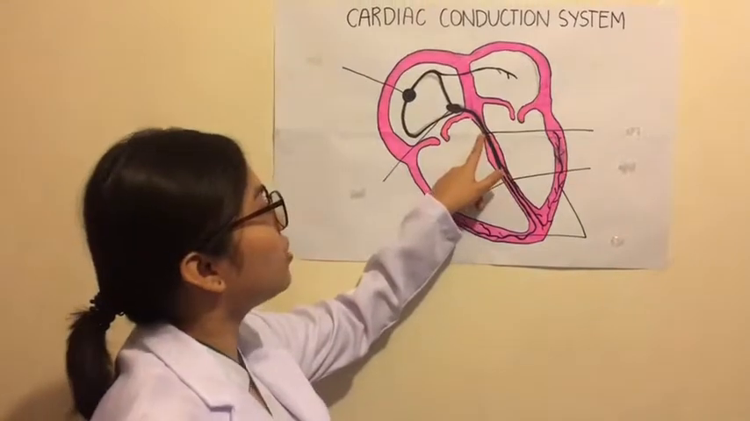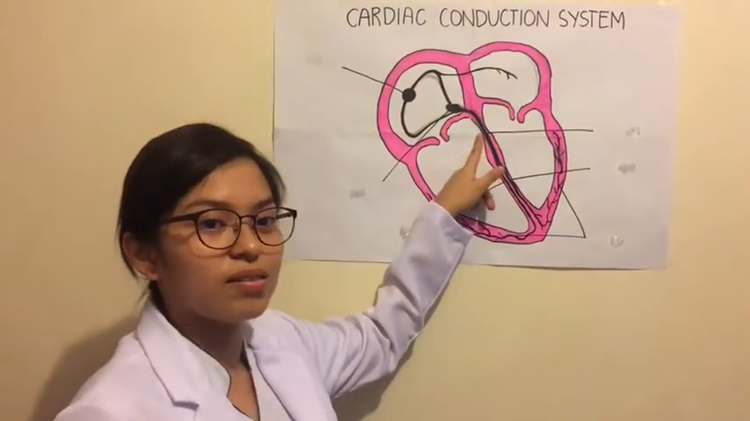Heart block is a type of arrhythmia or abnormal heart rhythm. It happens when electrical signals are delayed or blocked entirely. In this condition, there's damage or fibrosis to the conductive system.